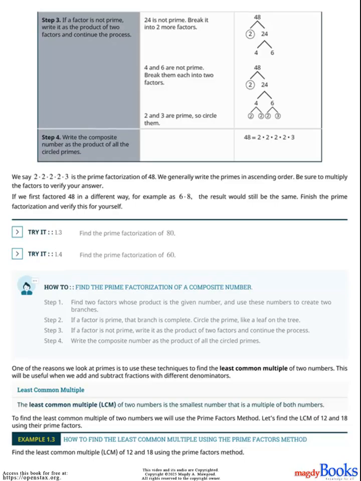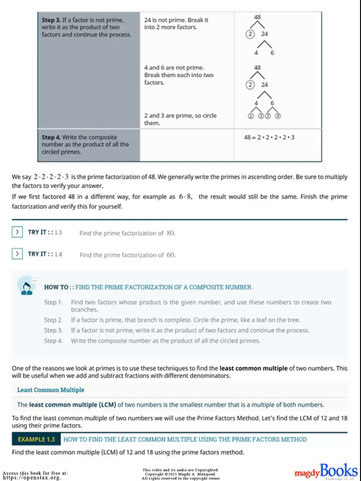How to find the prime factorization of a composite number. Step 1. Find two factors whose product is the given number, and use these numbers to create two branches. Step 2. If a factor is prime, that branch is complete. Circle the prime, like a leaf on the tree. Step 3. If a factor is not prime, write it as the product of two factors and continue the process. Step 4. Write the composite number as the product of all the circled primes.